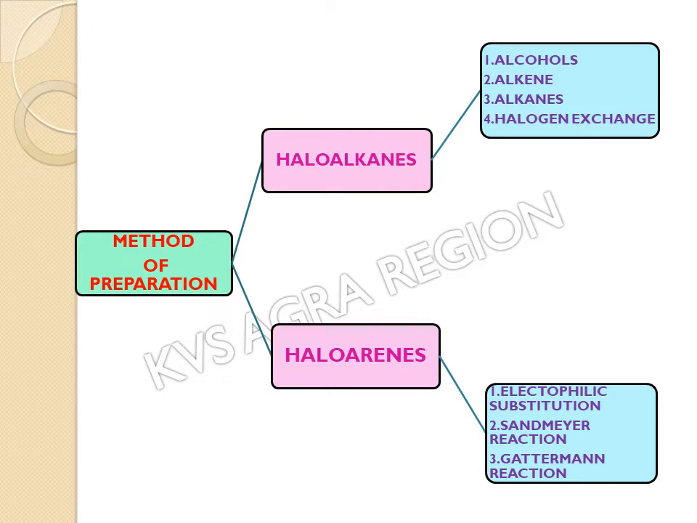Now, what are the various methods of preparation of haloalkanes and haloarenes? From this flowchart, it is very clear. Haloalkanes can be prepared from alcohols, alkenes, alkanes, and by the halogen exchange method. Whereas haloarenes are prepared by electrophilic substitution, the Sandmeyer reaction, and the Gattermann reaction. Let's study one.